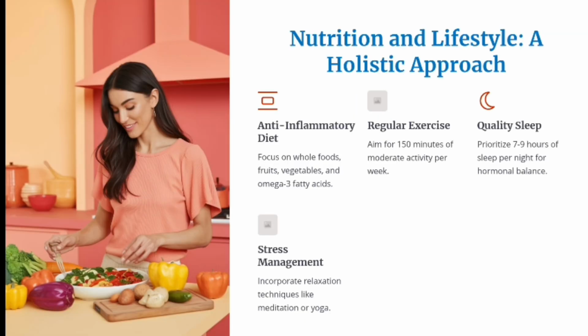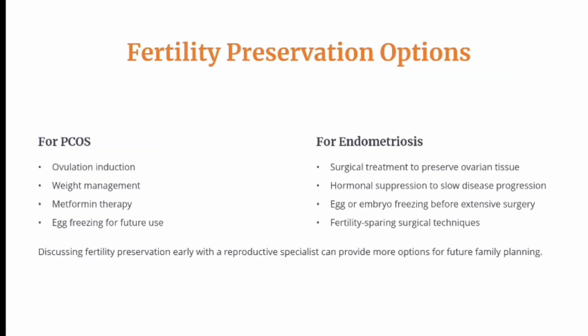Nutrition and lifestyle. A holistic approach. A balanced diet, regular exercise, and stress management play a major role in controlling both PCOS and endometriosis symptoms. Reducing processed foods, prioritizing sleep, and practicing mindfulness contribute to long-term health improvements.